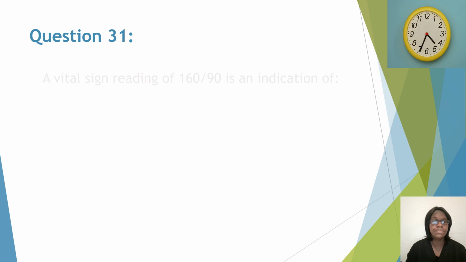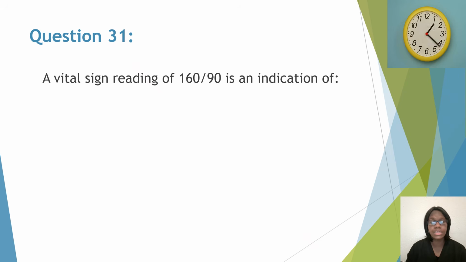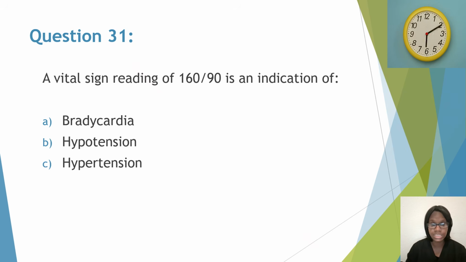Question 31. A vital sign reading of 160 over 90 is an indication of A, bradycardia, B, hypotension, C, hypertension, D, tachycardia.